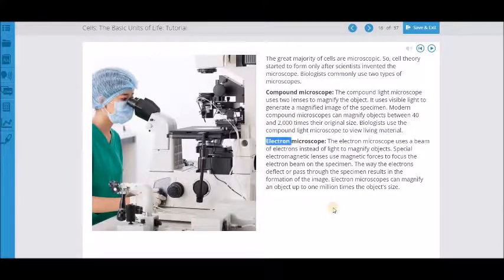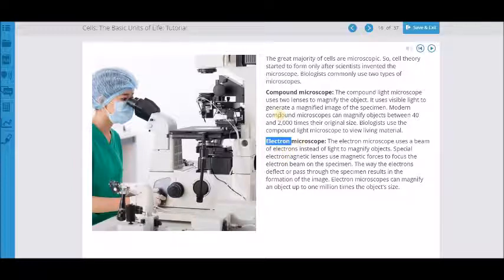So we invented an electron microscope in the early 1900s. Instead of using light, it uses an electron beam, and that electron beam bounces off the specimen, and you can see things at an even more unbelievable magnification, like millions of times the size. The compound microscope gives us pretty good magnification, but the electron microscope gives us great magnification. So in that case, the electron microscope wins.